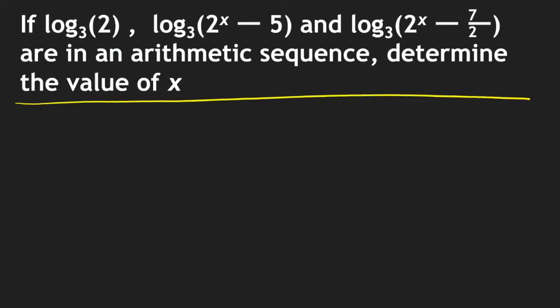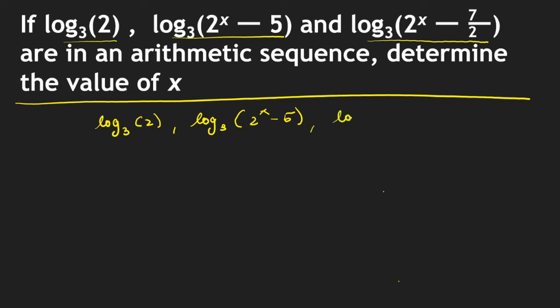So we have: if log base 3 of 2, log base 3 of 2x minus 5, and log base 3 of 2x minus 7 by 2 are in an arithmetic sequence, determine the value of x, right? So we have 3 terms right here, right? Log base 3 of 2, then log base 3 of 2x minus 5, and log base 3 of 2x minus 7 by 2, right?